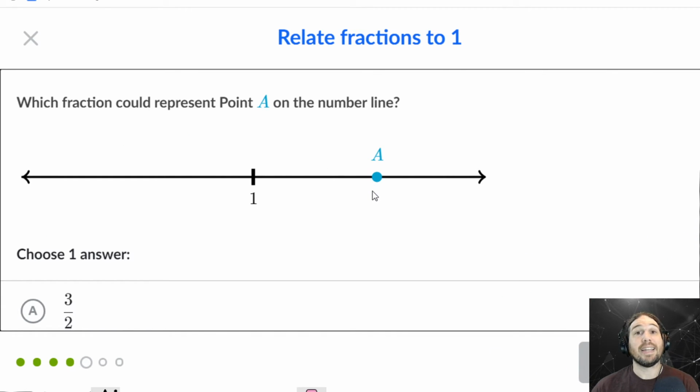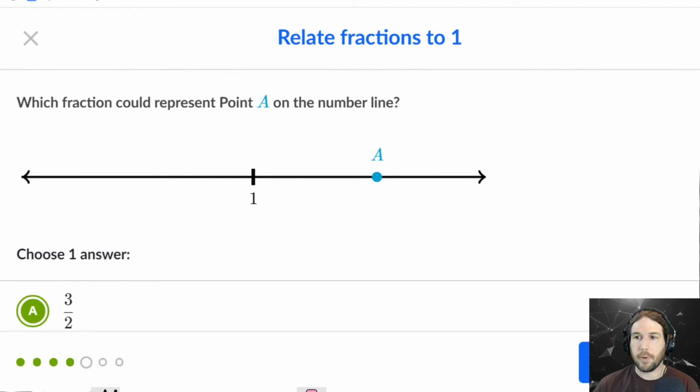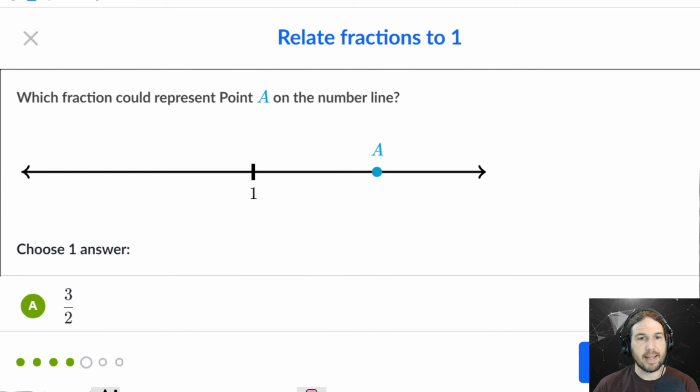So again, now we're looking for a number that's greater than 1, which means the numerator, the number of pieces, has got to be bigger than the number in each whole. So that's going to be 3 over 2, and that's it.